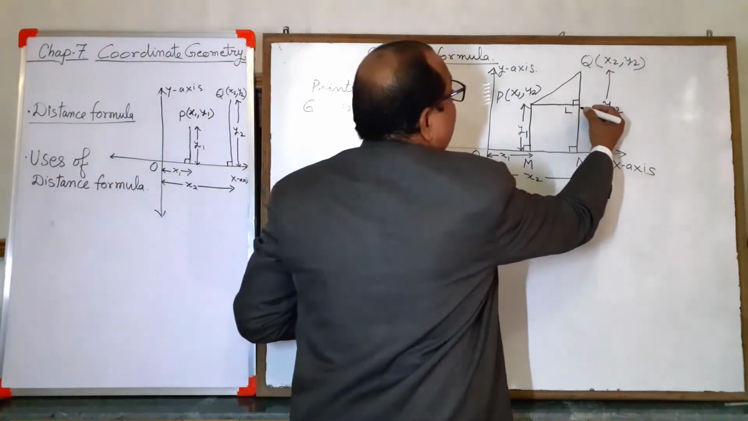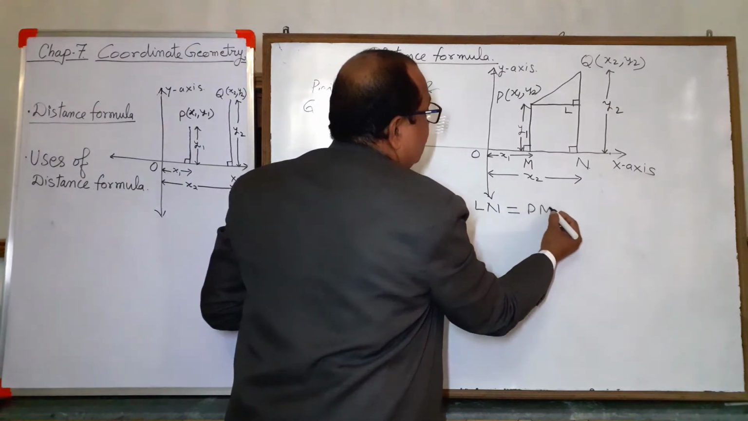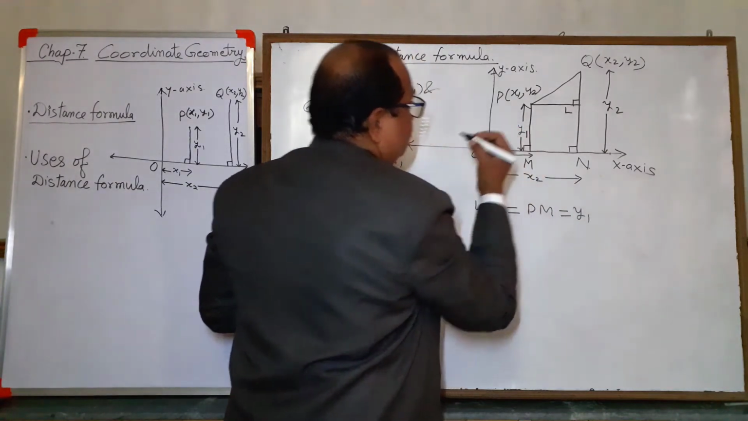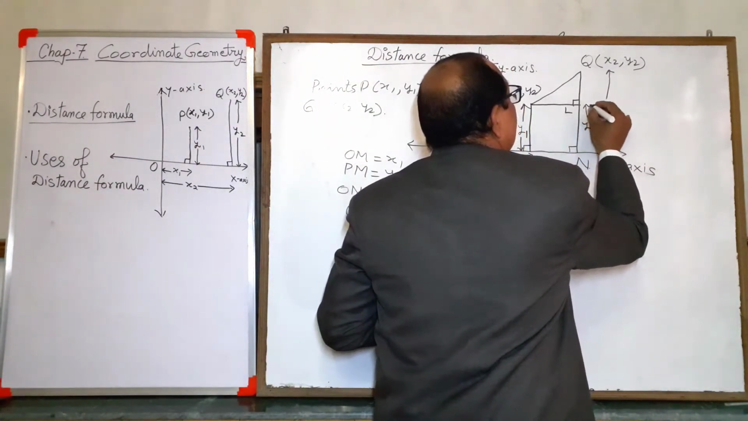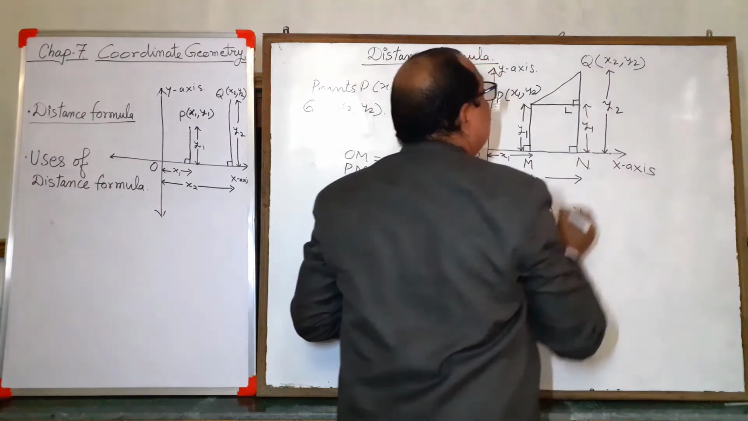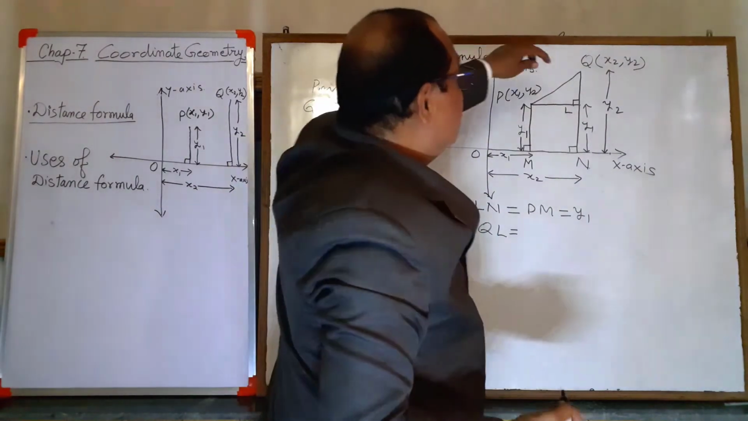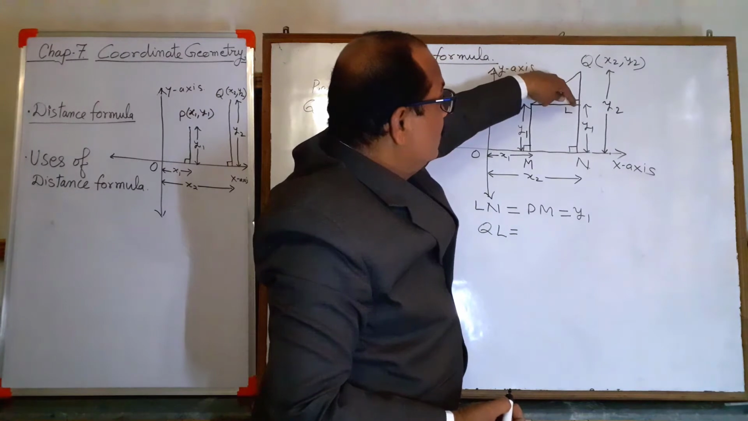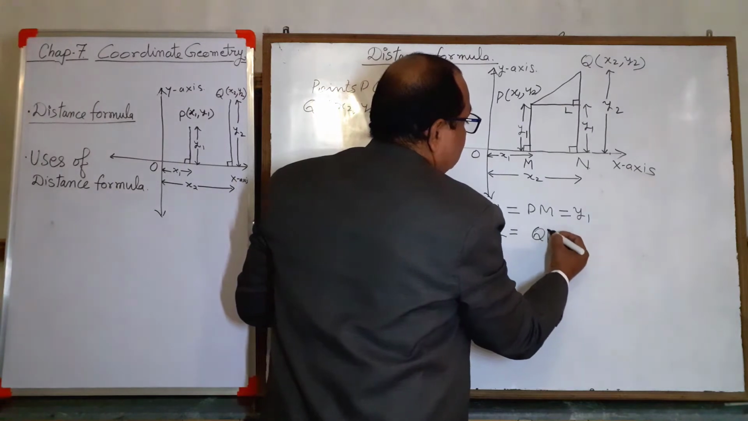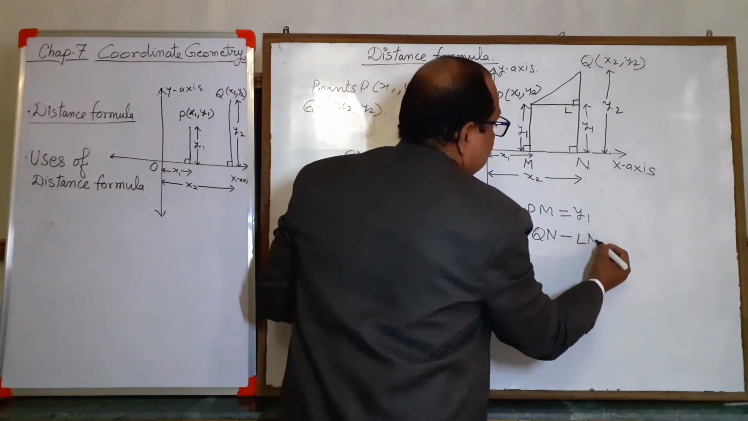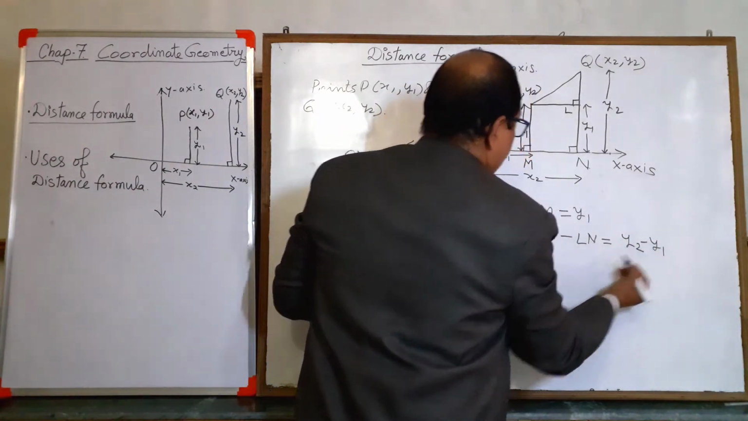You can see this point is L. You can see PN will be equal to PM and both are equal to y1. Now you can see this distance is y1. So for finding the distance QL, you can calculate the distance between Q and L. You can write QN minus LN. It means this distance is y2 minus y1.